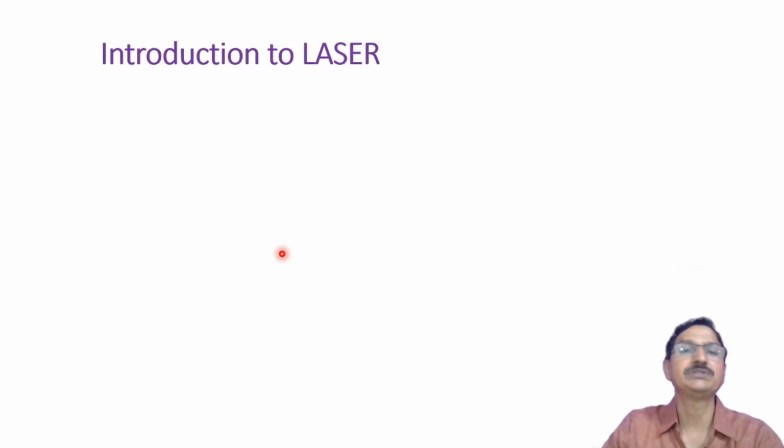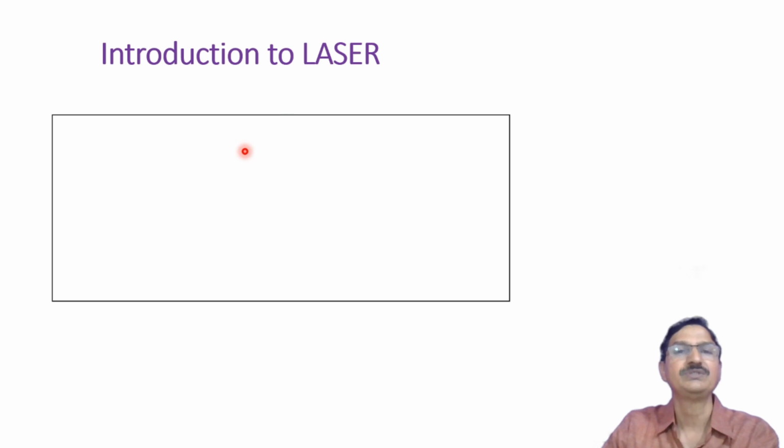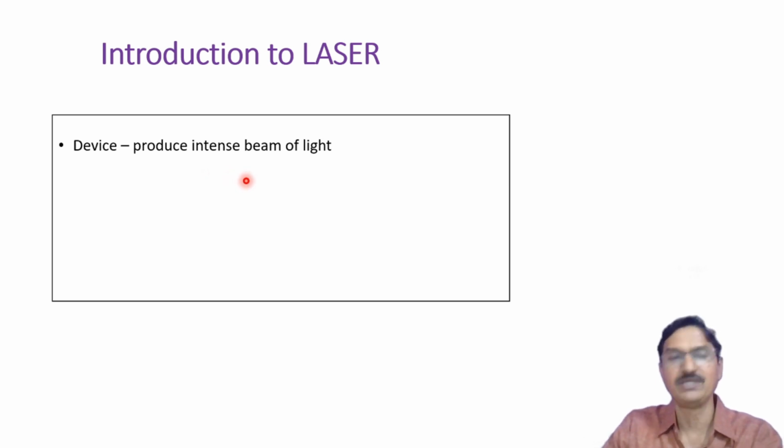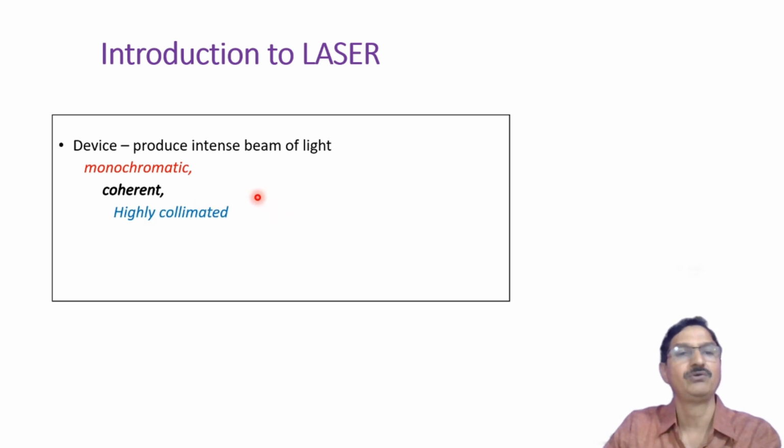Then we come to another topic, that is the introduction to the laser. As we know, the laser is a device with the help of which a very intense beam of light is produced. This beam has certain characteristics. It is highly monochromatic, it is coherent, and it is highly directional. Monochromatic means that it has a single wavelength. The wavelength is very sharp, so it is in pure form, a single wavelength is generated. Secondly, it is coherent.